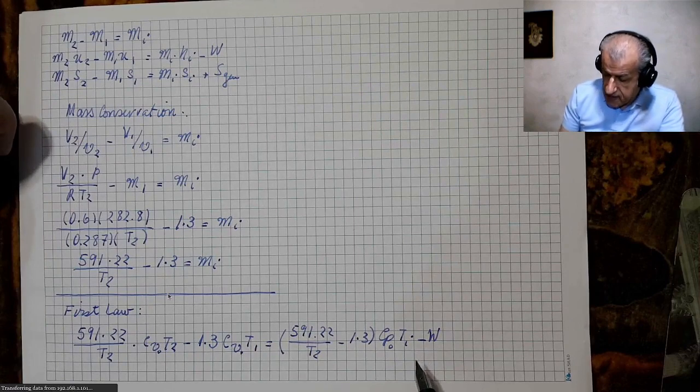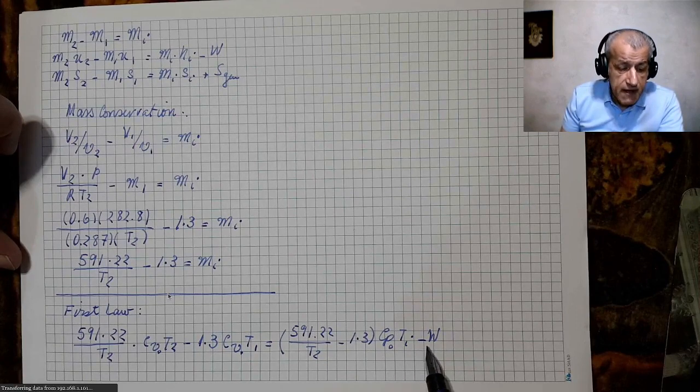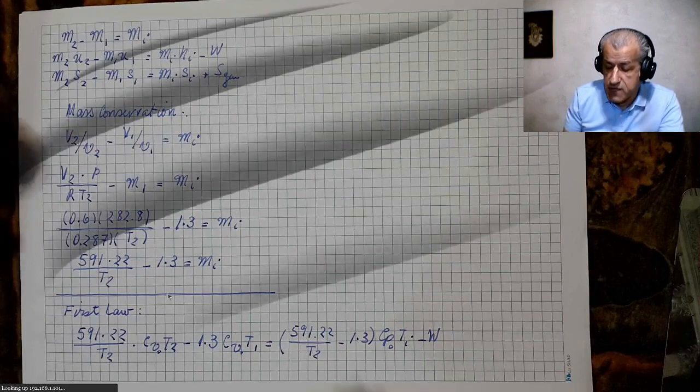It seems that we have a lot of knowledge in this equation. We know a lot of values. The only value that we have to calculate, and it's very simple to calculate, is work.